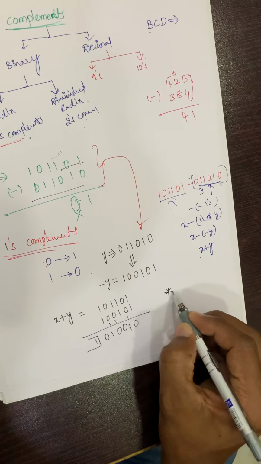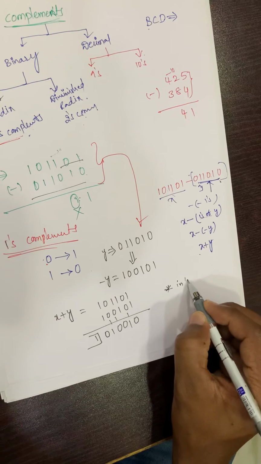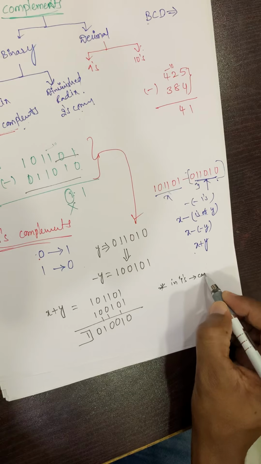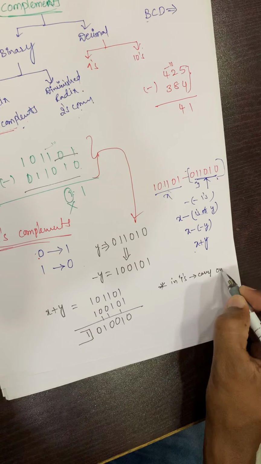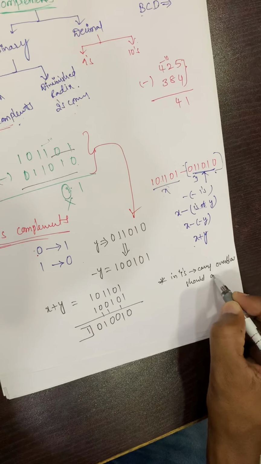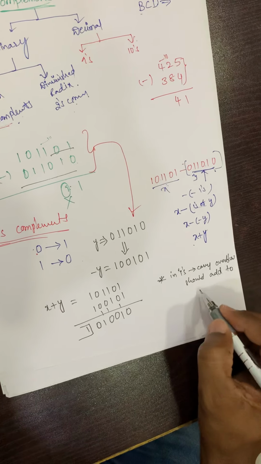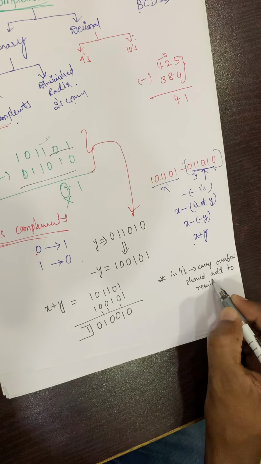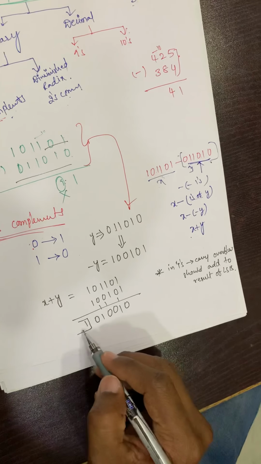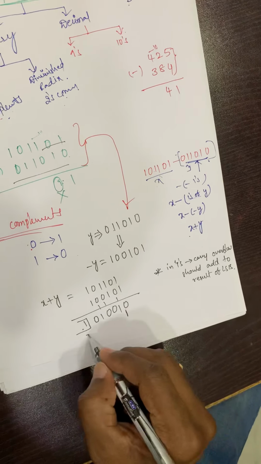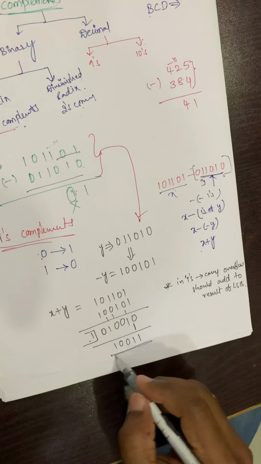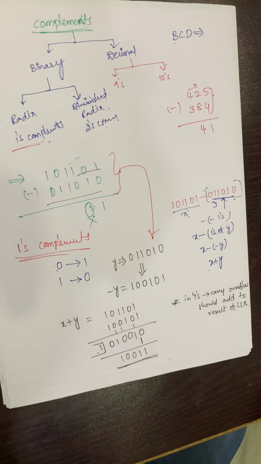So here, one important note: in 1's complement, the carry overflow should be added to the result of the LSB position. This carry is added to this LSB position, that is 0 1 1 0 0 1. So this is the output for the given two-number binary subtraction.